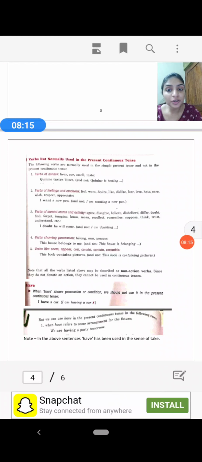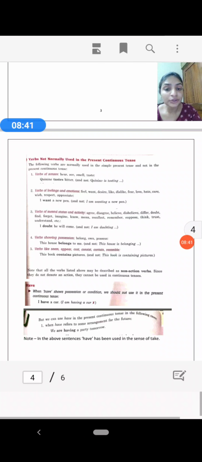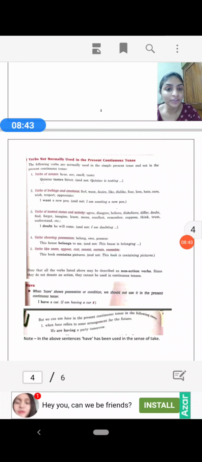So now verbs of mental state and activity: agree, disagree, believe. I doubt he will come, and not I am doubting. Now you don't say that I am doubting he will come, you say I doubt he will come, because we do not put ing in front of these verbs. When we are using these verbs, we do not use them with ings. This is what we are saying here.